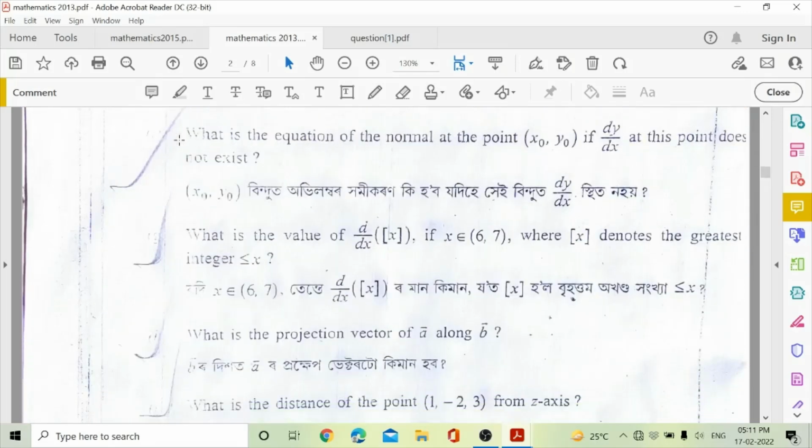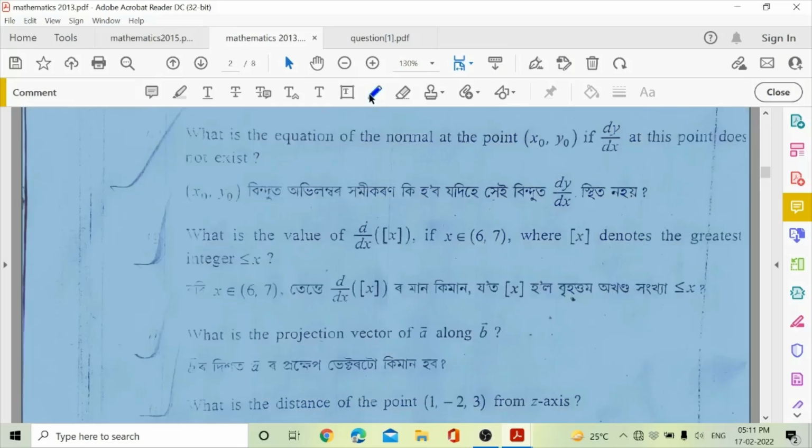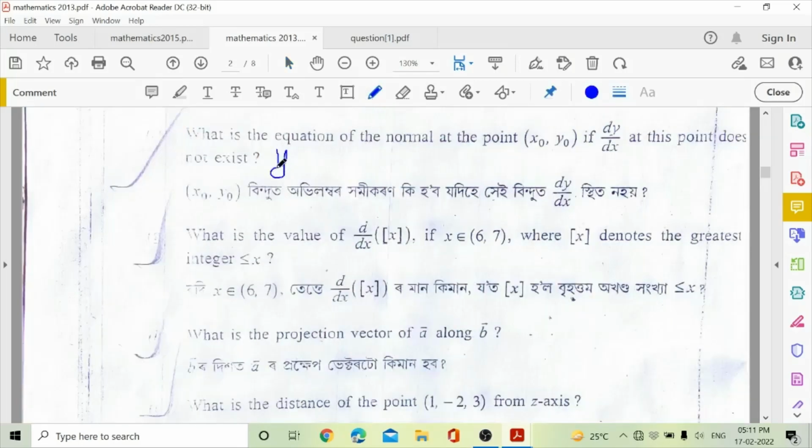Next question is: what is the equation of the normal at the point x naught comma y naught if dy dx at this point does not exist? Generally, equation of normal means what? y minus y naught is equal to minus 1 by dy by dx into x minus x naught. Am I correct? So this is the equation of normal, but it is given that dy dx is not defined. That means this one is not defined. So 1 by not defined is equal to 0. That means this term will become 0.